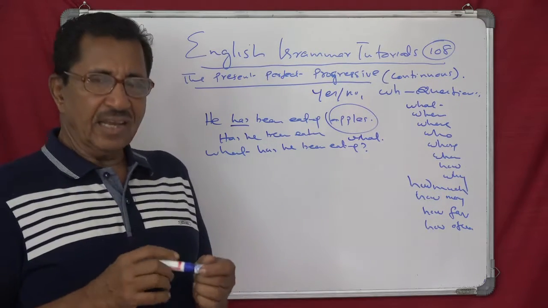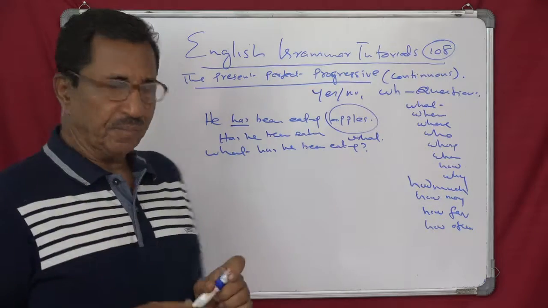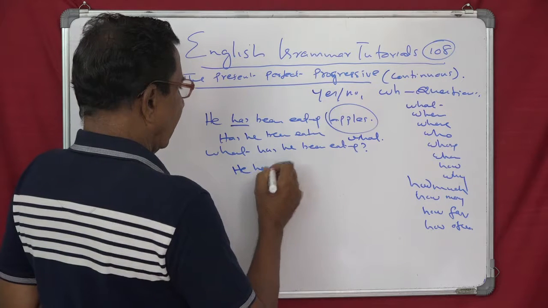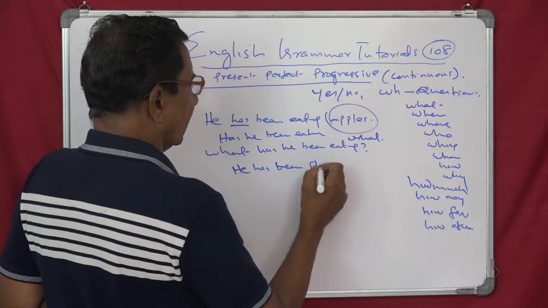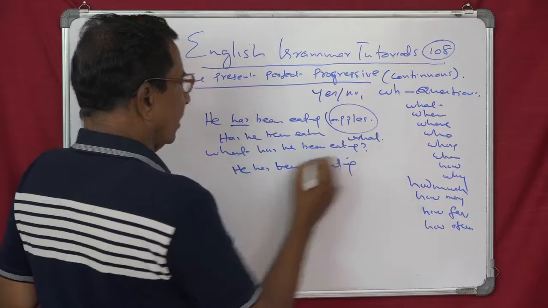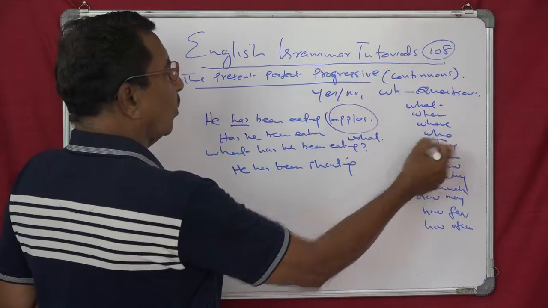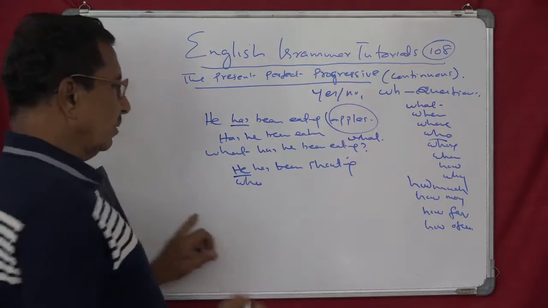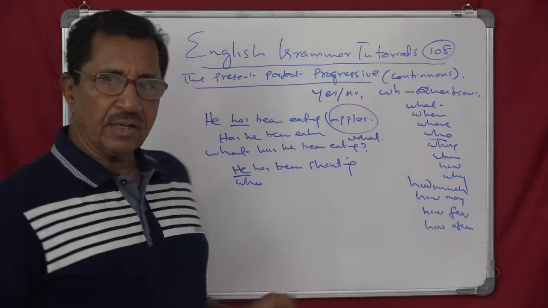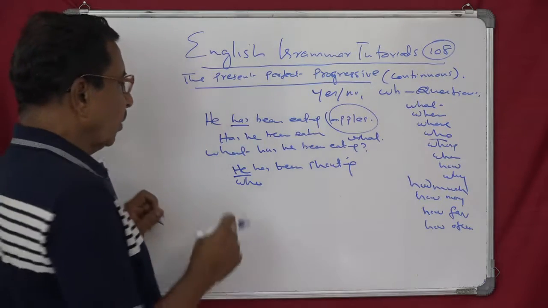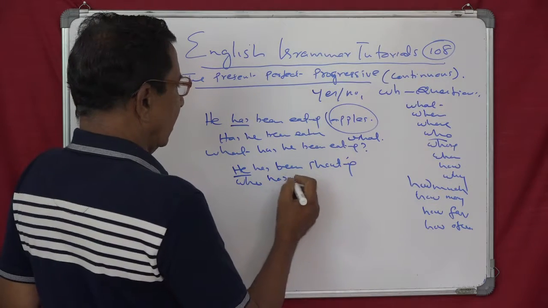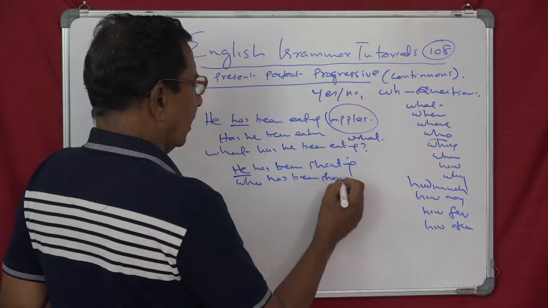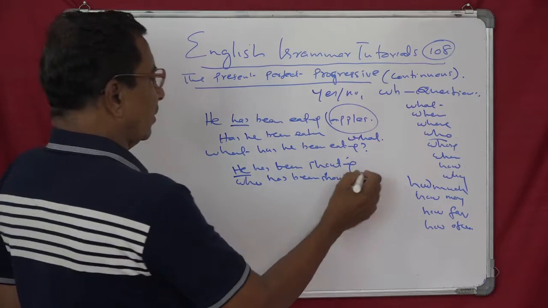Understand? Who has been shouting? He has been shouting. Then we can take the who. Instead of he, you use who. You can see, without any problem, easily you can start the question with who. Who has been shouting? Understand? Who has been shouting?